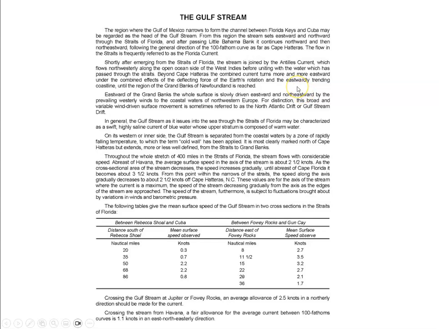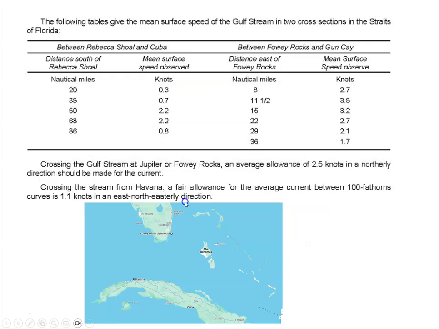So in the 1983 book, there are these tables, and it starts in the back of the book somewhere, called the Gulf Stream. There are two sets of tables back here that you're going to be interested in. One of them is between Rebecca Shoal and Cuba, and the other is between Fowey Rocks and Gun Key. By the way, if you read these pages, it explains how to use the tables.